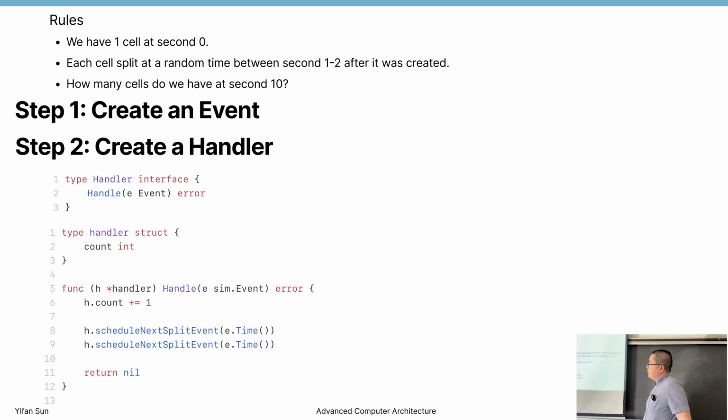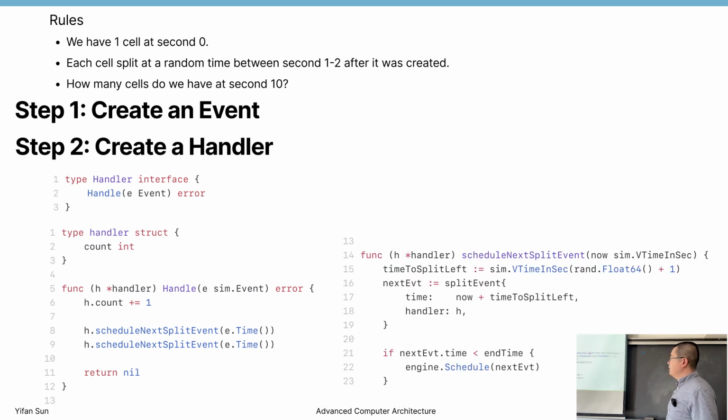How can we schedule a future event? Then we do this: schedule next split event. We need a current time. So the current time is provided by event.time, right? Event.time is always the current time at which this event is being handled. This event happens at this time, so e.time must be the current time. So this provides the now field. Then with this now field, we first predict the time to split.